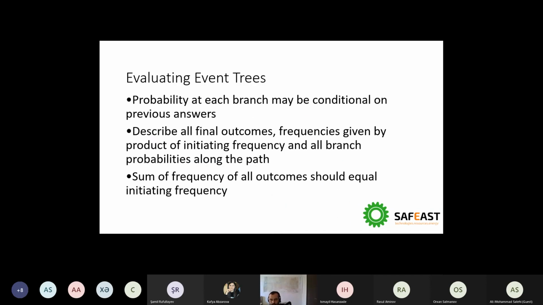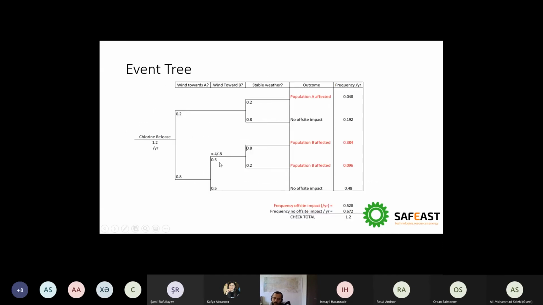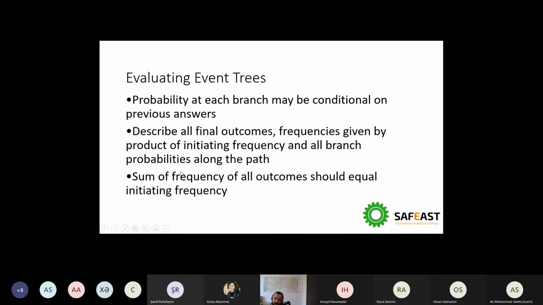So as I said, when we are evaluating the event tree frequency, the probability at each branch may be conditional on the previous answer. So that's why you need to be careful for certain things. For example, one branch goes towards A, and for B, it's like a subtraction of the rest. And you need to describe all final outcomes, with frequencies given by the product of the initiating frequency.